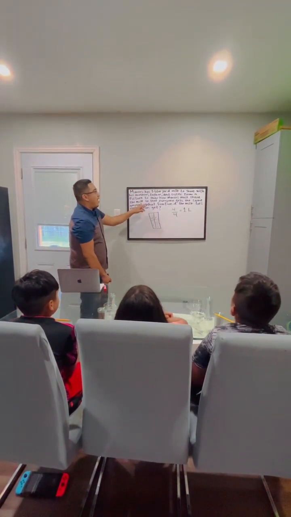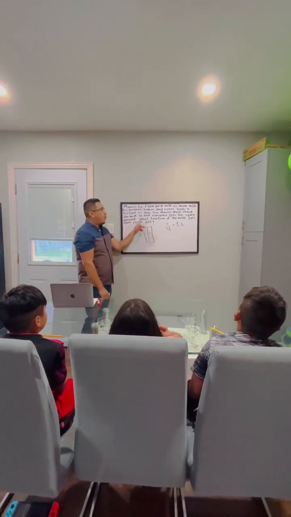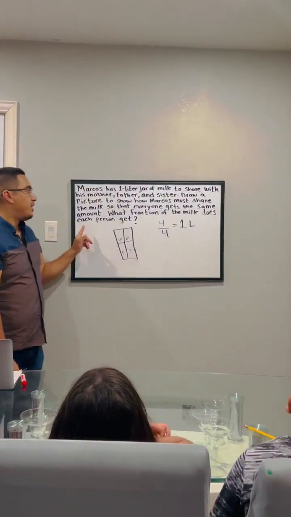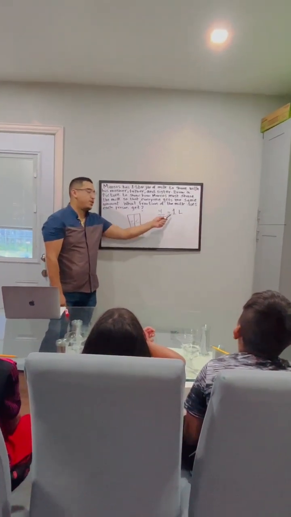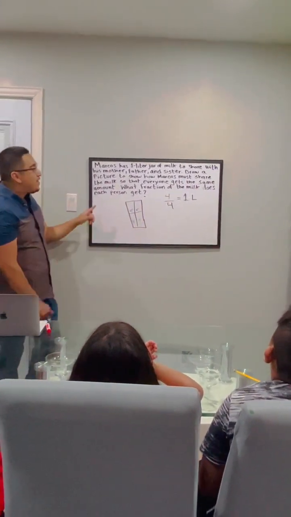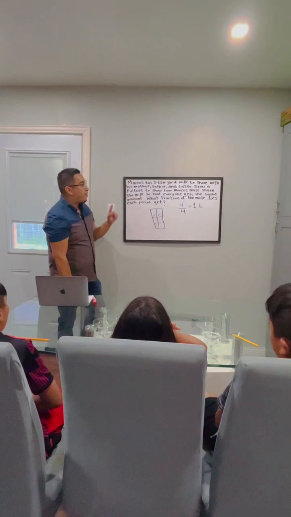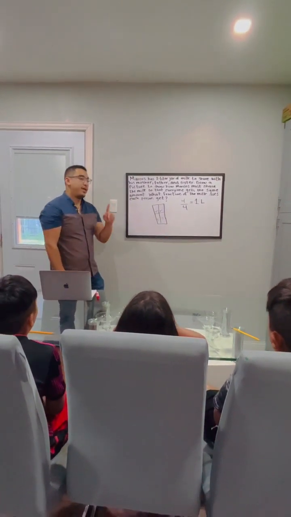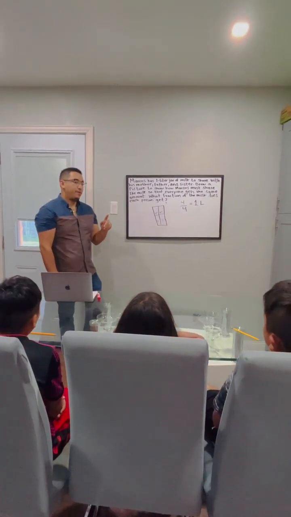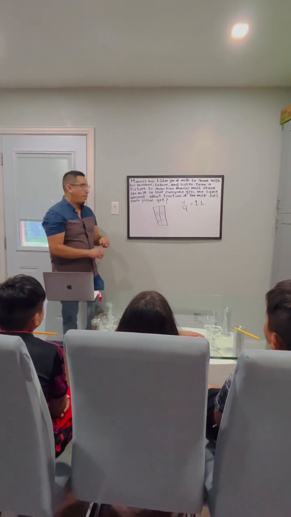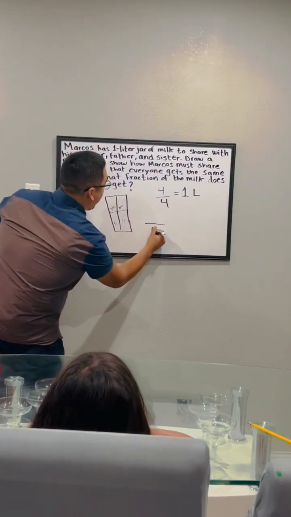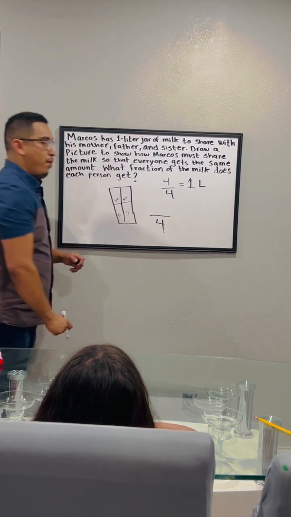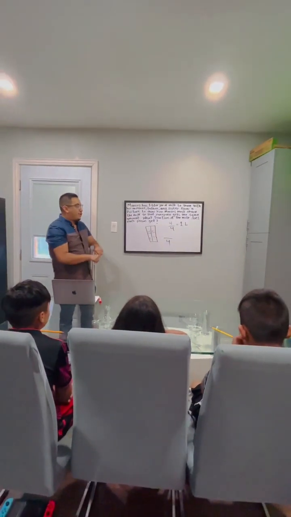Now, the other part of the question was asking you what fraction of the milk does each person get? So the total fraction is 4 out of 4, which is 1 liter. Now, if we're asking you just for the part of the fraction that each person will get, how many people are there? 4 people, which that's going to be under your numerator. That's the total number of people, 4, right? So that's your denominator.